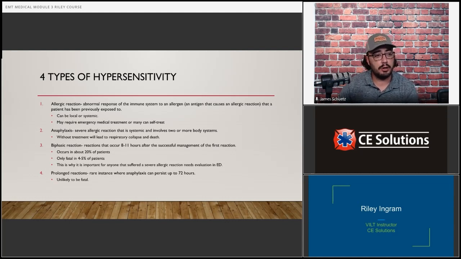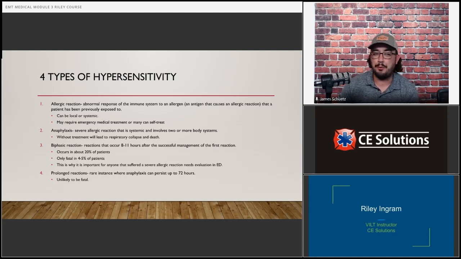Biphasic reaction occurs when reactions occur 8 to 11 hours after the successful management of the first reaction. So we've got the first initial reaction, we treated it, we were good to go, and then 8 hours later, boom, we're back in it again. It's going to be a biphasic reaction. Occurs in about 20% of your anaphylaxis patients, okay?